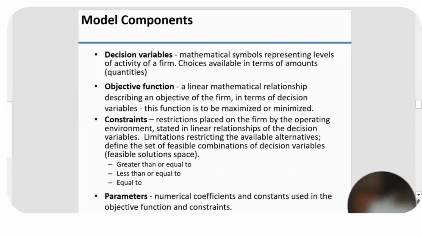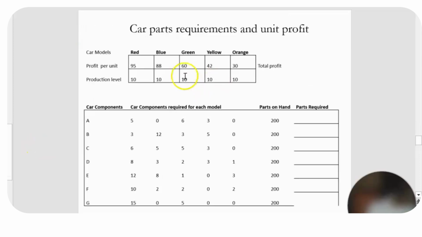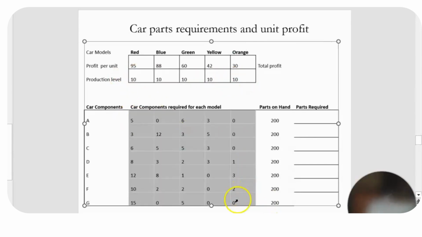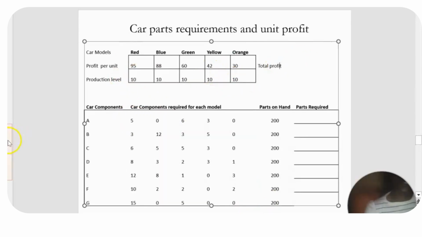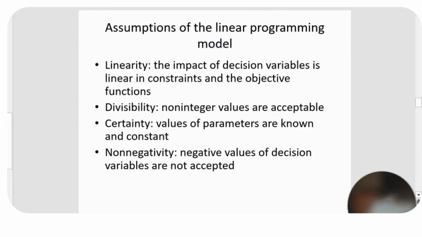Okay, then the assumptions for this kind of model, the Solver model. It assumes linearity, as in the impact of decision variables is linear in constraints and objective functions. This is what we are talking about. These decision variables you see here, here and there, they are linearly aligned to the objective function. So that's what we are saying, that it assumes linearity. Then divisibility and integer values are acceptable. So in some cases Solver accepts non-integer variables.